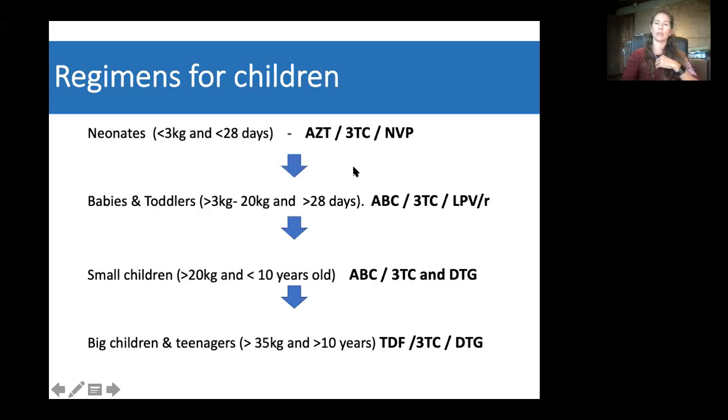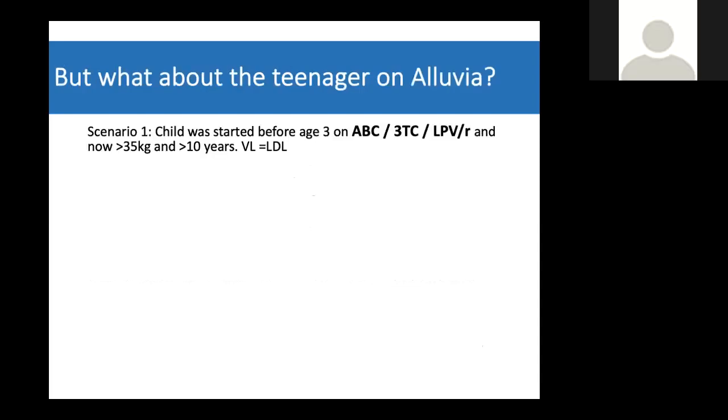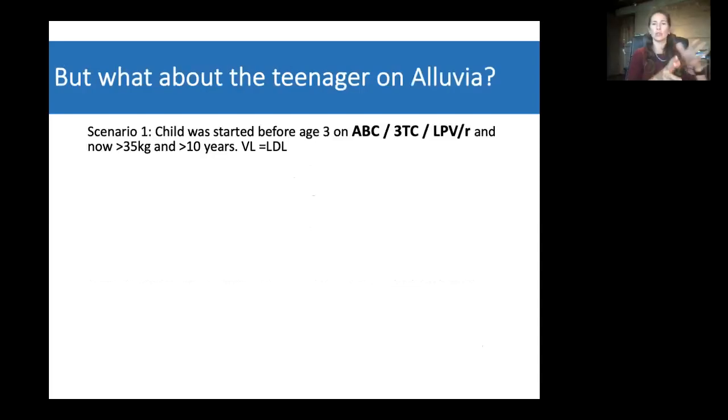So if a child was on abacavir, 3TC, and lopinavir ritonavir, if the viral load is LDL, you're going to be able to move them up, move them to these new regimens. And I just want to give you a couple of examples. So this one scenario is you've got that child who was started when they were really, really little on abacavir, 3TC, and lopinavir ritonavir. Now they weigh more than 35 kilograms.